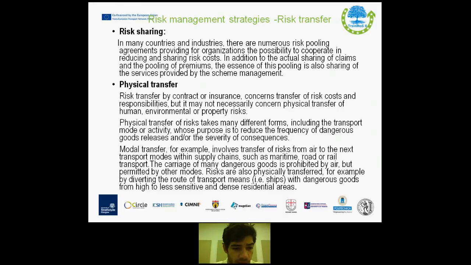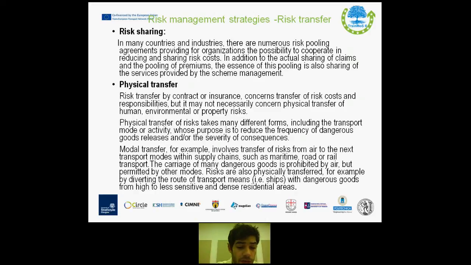Finally, moving to the physical transfer management strategy, risk transfer by contract or insurance concerns transfer of risk costs and responsibilities, but it may not necessarily concern physical transfer of human, environmental, or property risks. Physical transfer of risks takes many different forms, including the transport mode or activity, whose purpose is to reduce the frequency of dangerous goods releases or the severity of their consequences. For example, modal transfer involves transfer of risks from, let's say, air to the next transport modes within the supply chain, such as maritime, road, or rail transport.